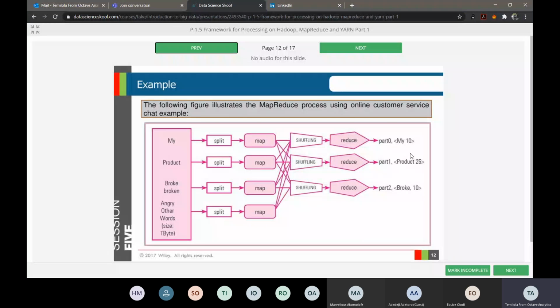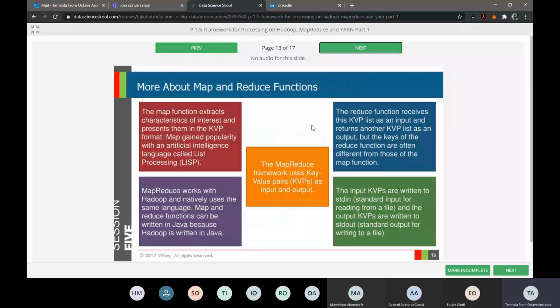So that's one thing that MapReduce does. Here the target was product, and the value given for it was 25, meaning we have 25 instances of product out of all the reviews or the data set submitted into the MapReduce compute engine. This box also tells us how the MapReduce function works, especially the map function. The map function extracts characteristics of interest and presents them in key value pairs format. Then it tells us how the map function gained popularity in the world of AI.